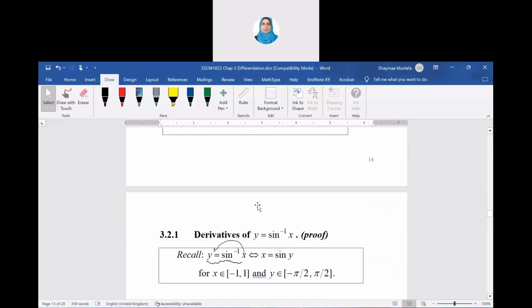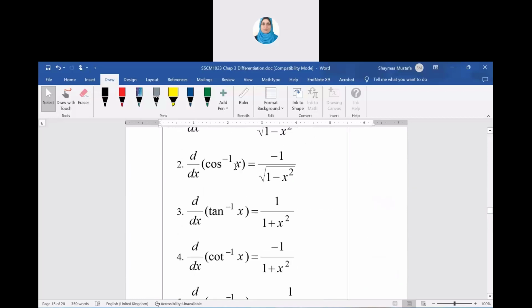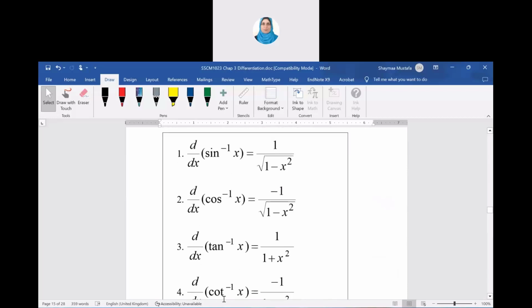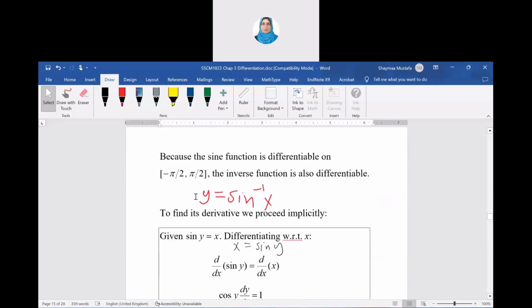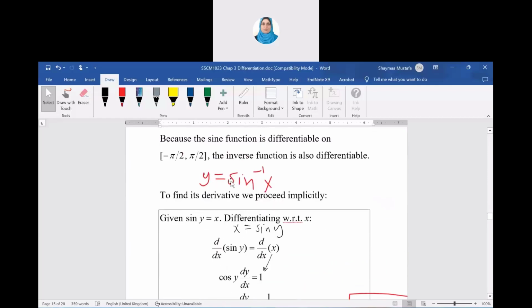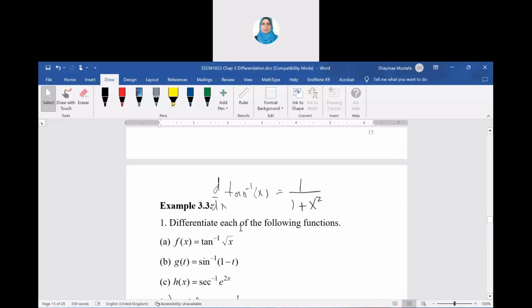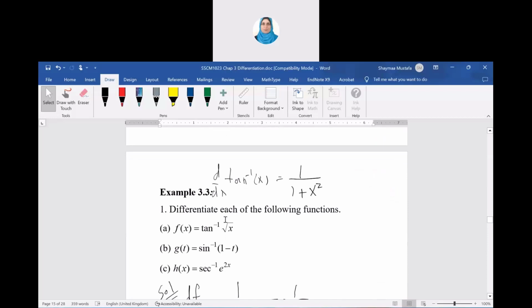In the same way, you can prove cos inverse and tan inverse, cot inverse, all the others. If you understand sine inverse, you can prove all. You just need to take y equal, for example, to cos inverse x. This means that cos y equal to x. Just use the implicit derivative to find dy over dx. Exactly the same steps.